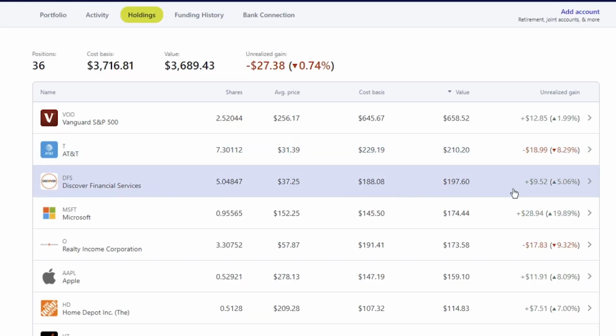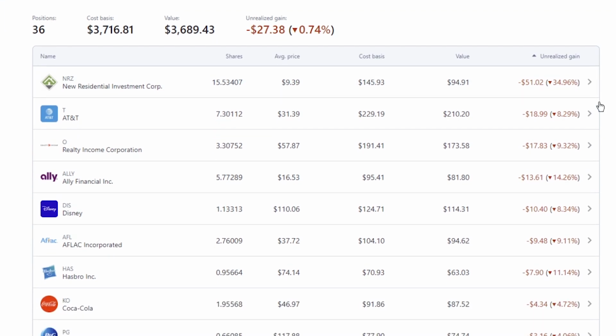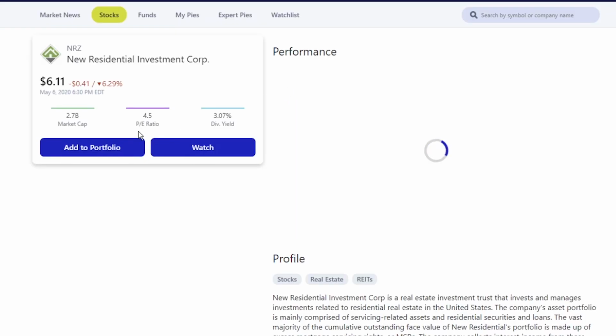So with that being said, I can come back into the holdings, look at my unrealized gains and say, okay, where else do I have opportunity? Of course, NRZ, I've been dollar cost averaging quite a bit. I have about 15 shares with an average price of $9.39, and I think their price right now is around $6.